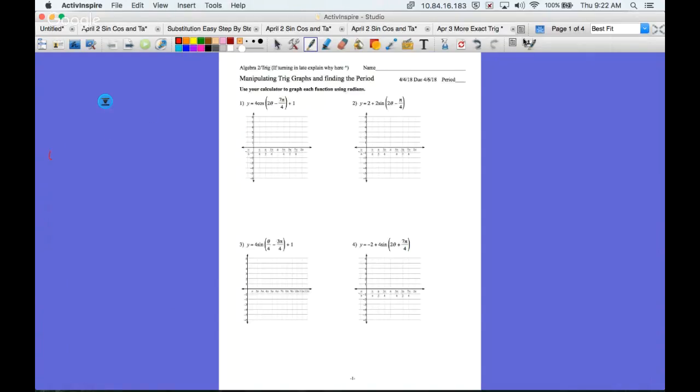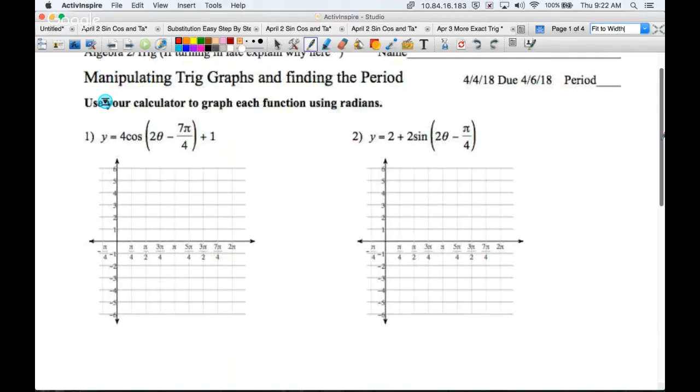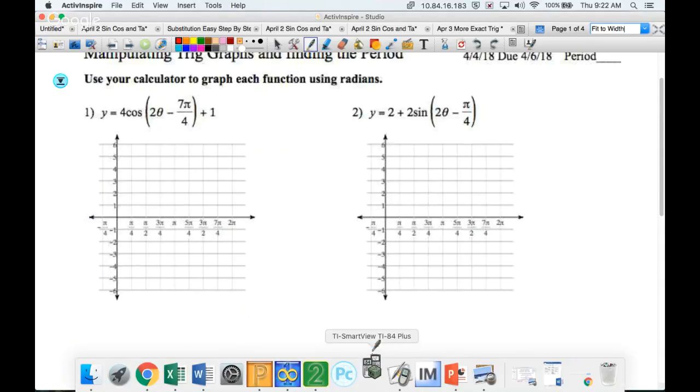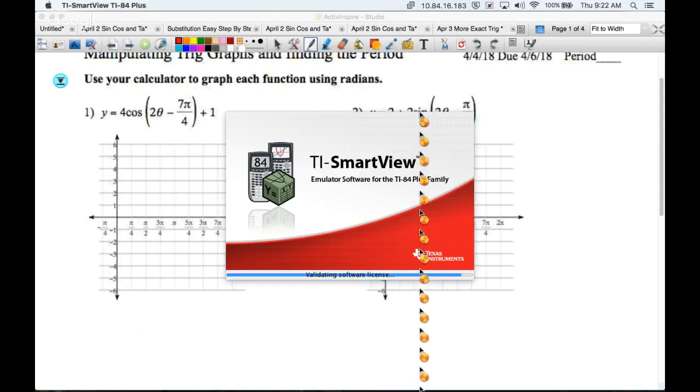All right, let's get started. This is going to be our manipulating trig graphs and finding the period homework help video. The first part of this asks us to use our calculator to graph each using radians. I'm going to show you guys a couple techniques to really help you do this with just your calculator. And then we'll talk about transformations on the second half of this homework.